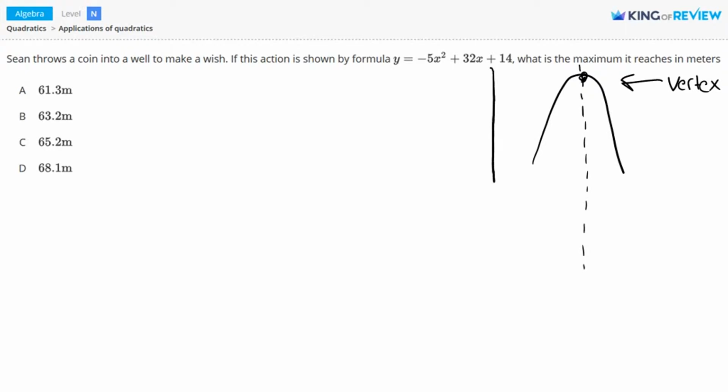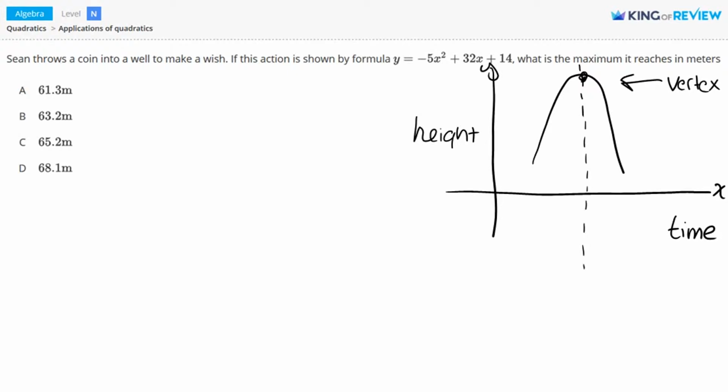If we were to plot this parabola on a coordinate plane, we'd have our x-axis and our y-axis. The y-axis represents the height of the coin, and the x-axis could represent something such as time. So what is the maximum point or the uppermost point of our graph? Well, that's right here. The vertex represents the maximum point of the graph. And if you find the y-coordinate of the vertex, this would represent the maximum height of the coin.